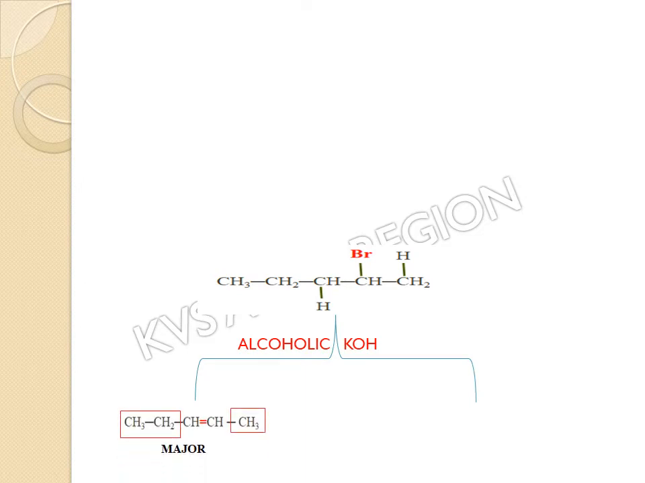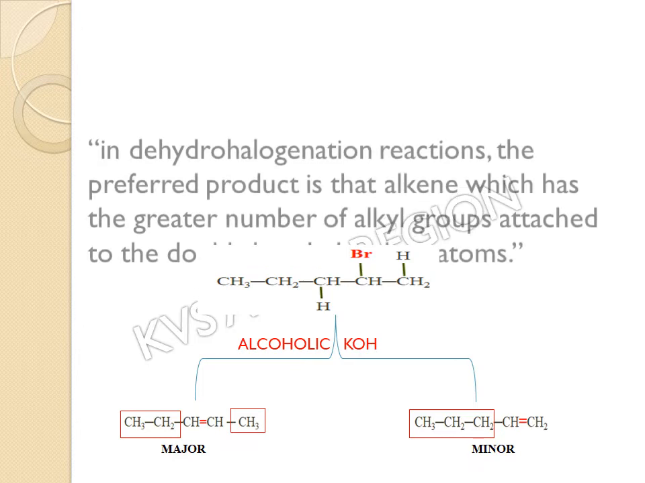Here we can see one product is 2-pentene, and the other product is 1-pentene, because there are two beta hydrogens. But the major product is 2-pentene or pent-2-ene, whereas pent-1-ene is the minor product. Now why is this happening?